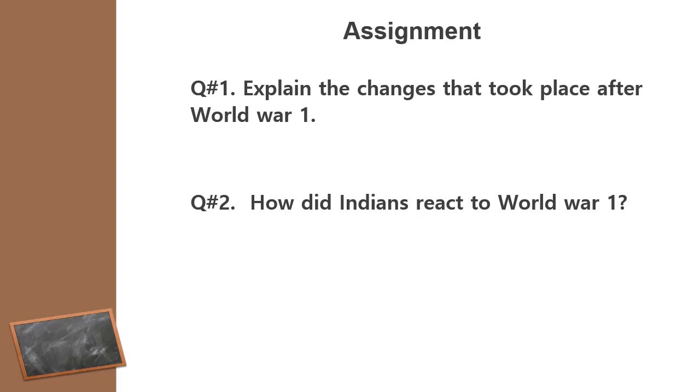So students, you have just completed your topic, unit number 4. Here we have an assignment question. Question number 1. Explain the changes that took place after World War I. We have discussed in this video that territorial changes took place. And the second question is, how did the Indians react to World War I? You have studied, and you can watch this video again, that they were with the British government, and they were recruited for the army. They gave wheat and money, each and everything. It means they supported the British army fully.